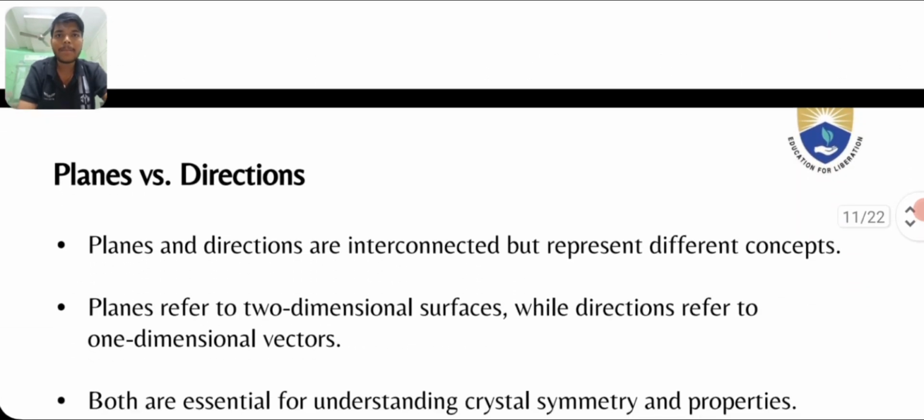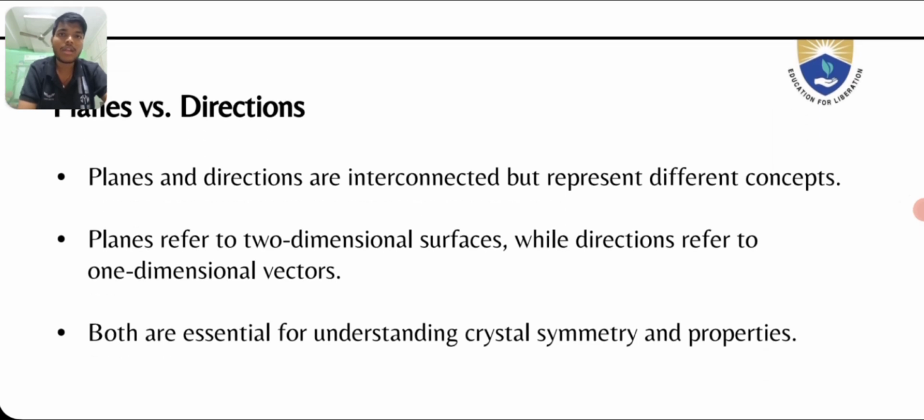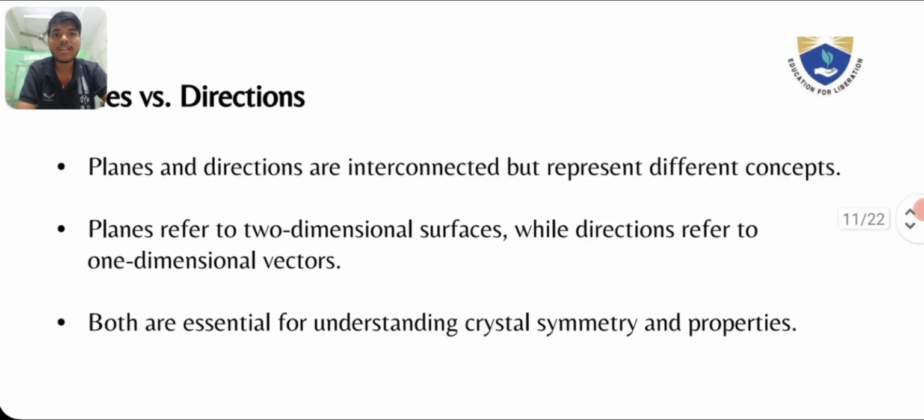And next is planes versus directions. This is an important thing. Planes and directions are interconnected but represent different concepts. Planes refer to two-dimensional surfaces while directions refer to one-dimensional vectors. Both are essential for understanding crystal symmetry and properties. These are the planes versus directions.